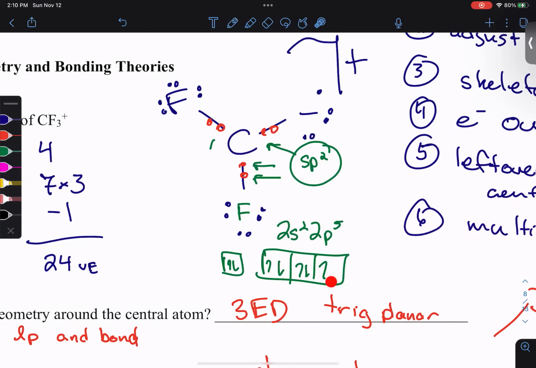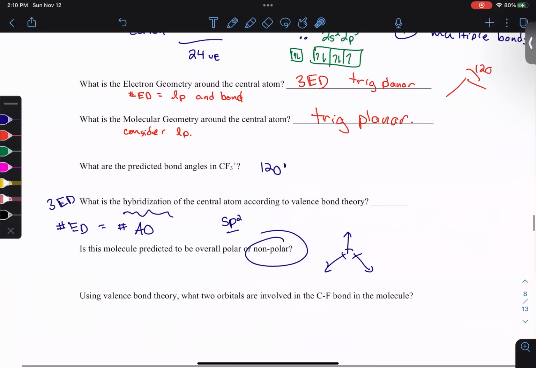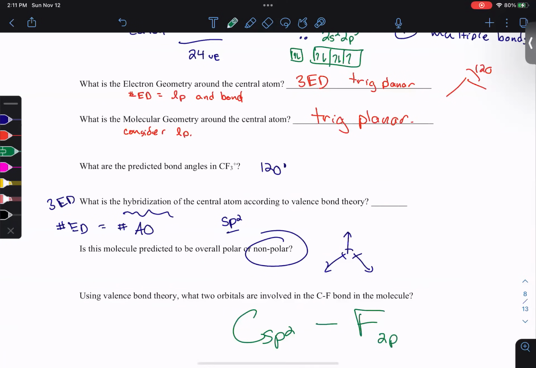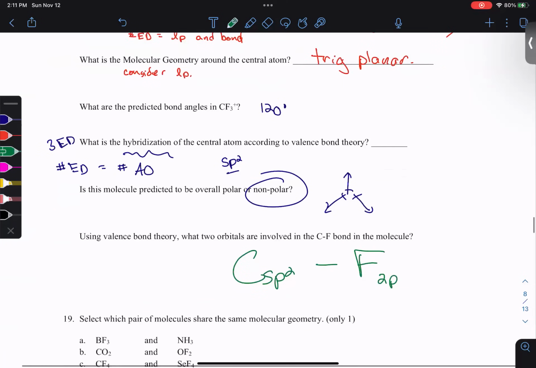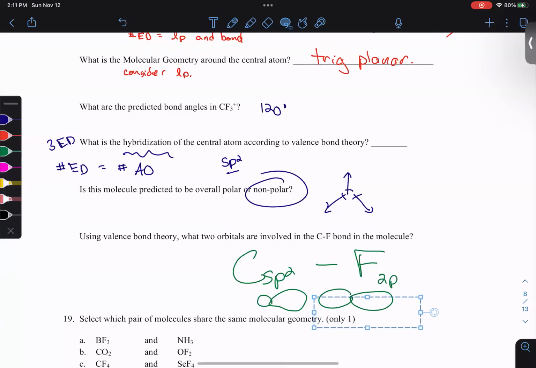Can a p orbital overlap with a hybridized orbital to make a sigma bond with head-on overlap? Yes, so that's where fluorine's unpaired electron is. So this answer would be carbon's sp2 hybrid orbital and fluorine's 2p orbital. Those 2 are overlapping in space. I can kind of draw what that looks like. There's one of the sp2 hybrids, there's fluorine, and those two orbitals are overlapping in this way, where those unpaired electrons are overlapping in space to make that chemical bond.